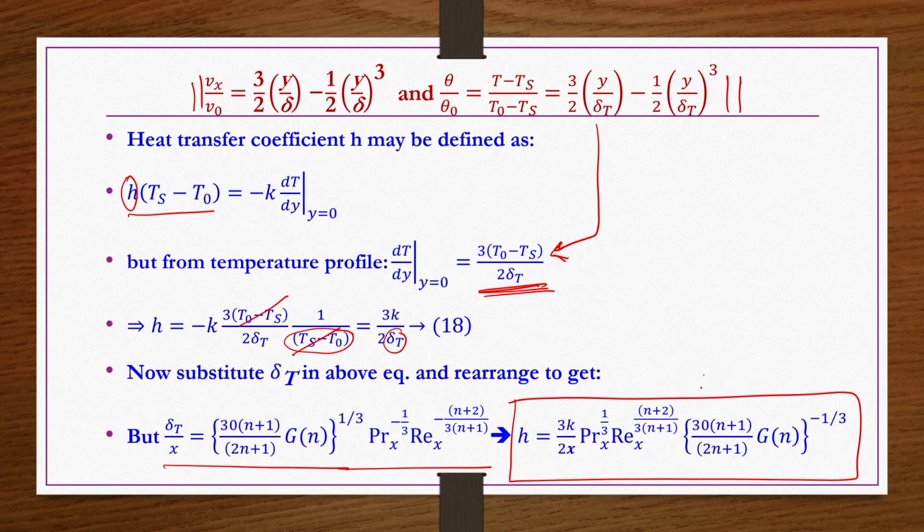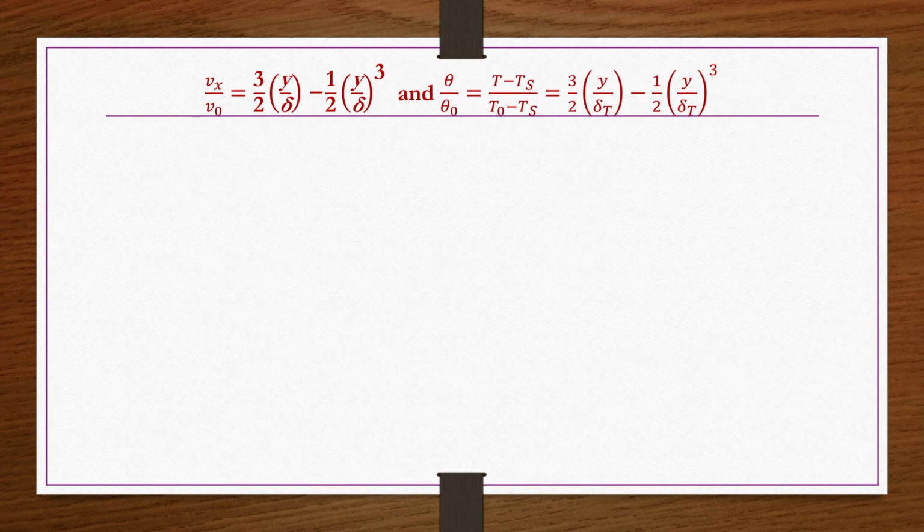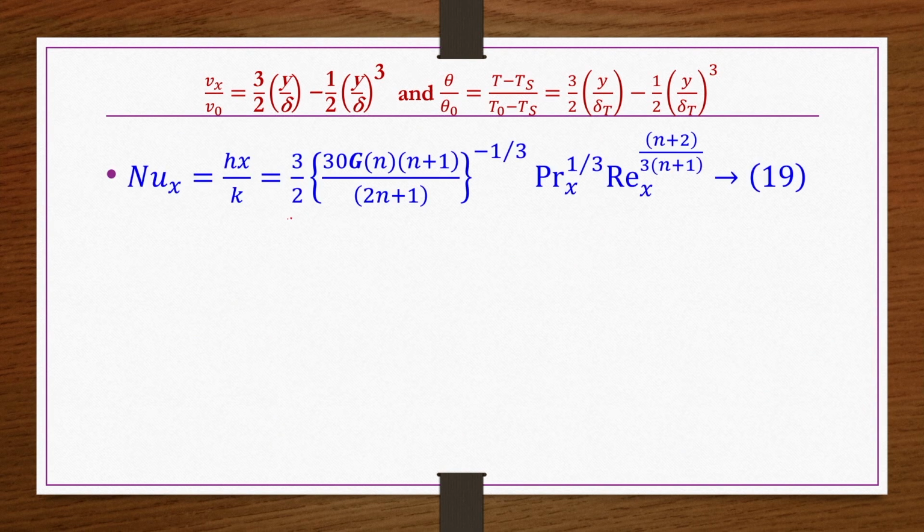Now from this equation, h, x and k, the right-hand side terms, you take to the left-hand side. If you do hx by k, then you get 3 by 2 Prandtl power 1 by 3 and then Re power (n plus 2) divided by (3n plus 1), and then whatever the constant is, as it is. So, this hx by k is nothing but Nu x, the local Nusselt number. That is what we have written here. So, the local Nusselt number is this one, hx by k, rearranging the previous equation. That is it.